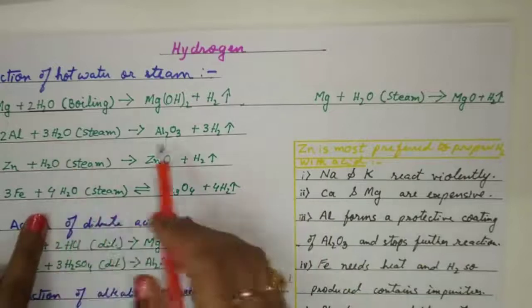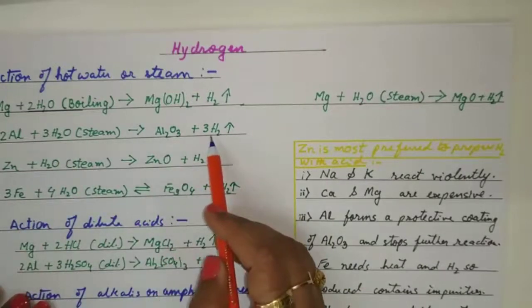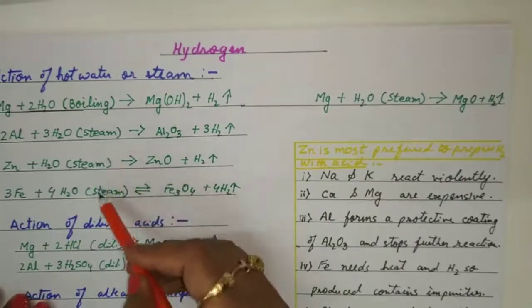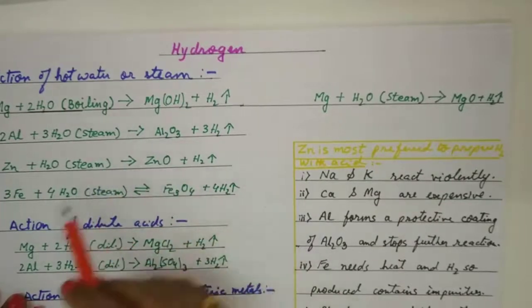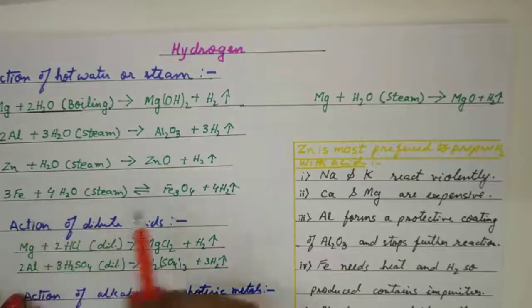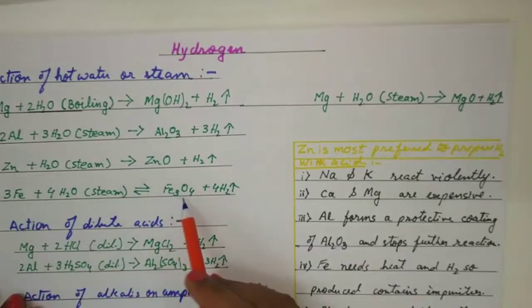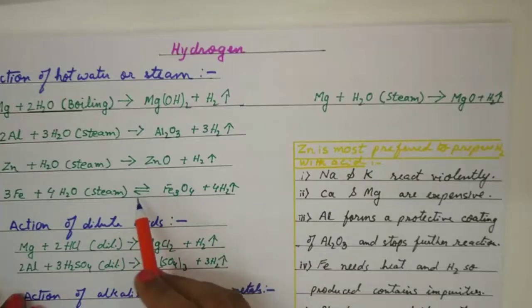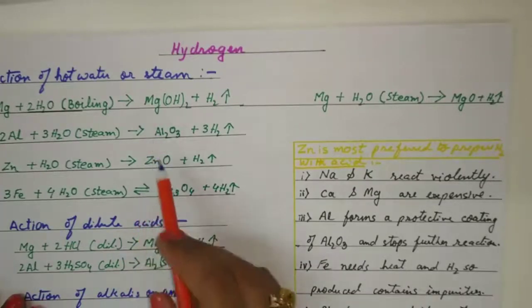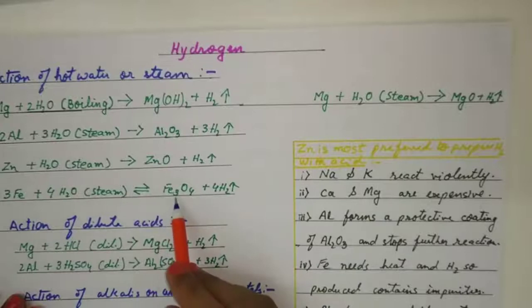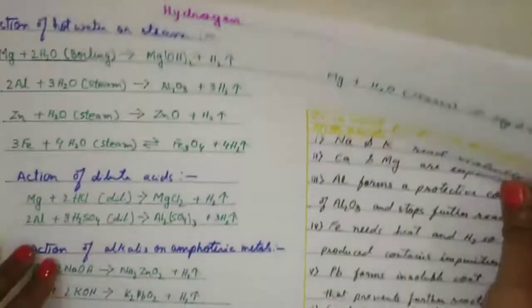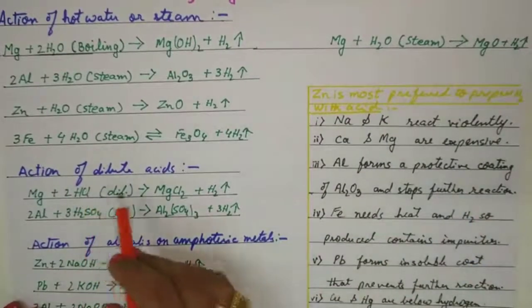Similarly, aluminium will give you aluminium oxide and hydrogen. Zinc will give you zinc oxide and hydrogen. All these are with steam, at higher temperature. Iron will give you triferric tetroxide, this oxide, and hydrogen, and it's a reversible reaction. This is different from the rest, and the oxide also is different, as the others will give their simple oxides. There is one more way, action of dilute acids.